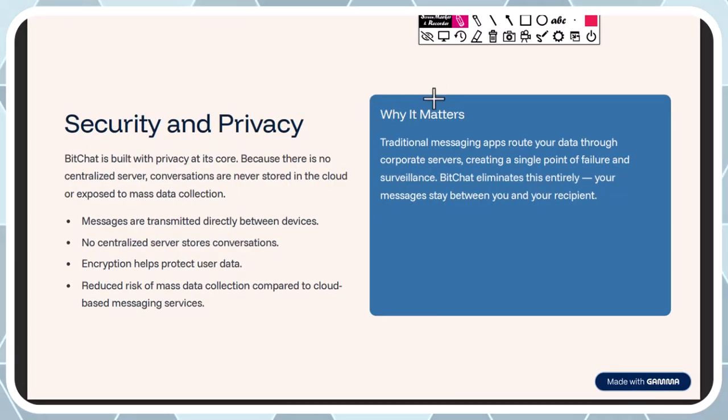Why does it matter? It's very important. A traditional messaging app routes your data through a corporate server. It means if you are sending data from one system to another system, we are using a centralized server. Your data will be saved on a centralized server, or you will access your chat from the centralized server. But in this app this is not the case, because we don't have any server. We don't use any corporate server, creating a single point of failure and surveillance. Bitchat eliminates this entirely.